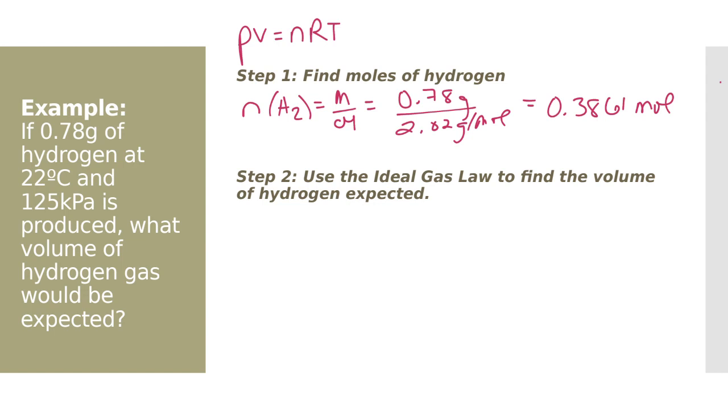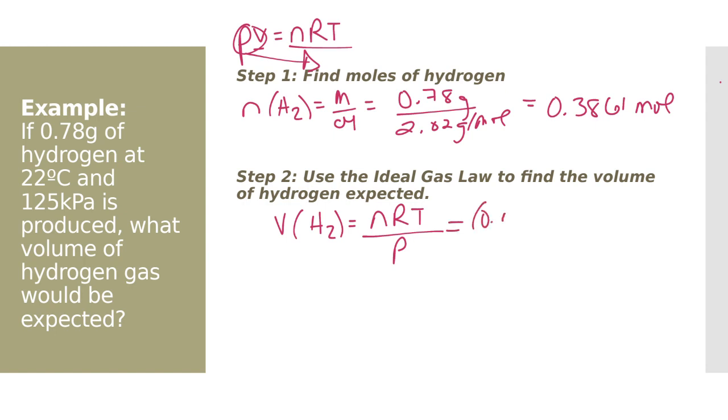Now we can take that mole value and put it into our ideal gas law, and rearrange to find volume. So if I want to solve for volume, I have to move pressure out of there. We're going to divide it out. And so we're going to set it up that the volume of hydrogen is equal to nRT divided by P. And we're going to start to sub in our values.